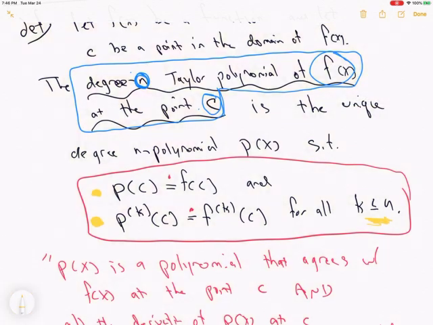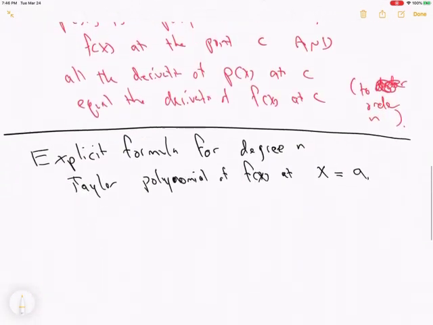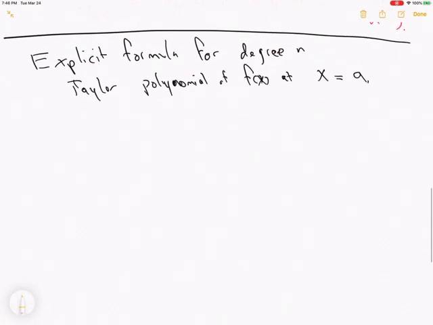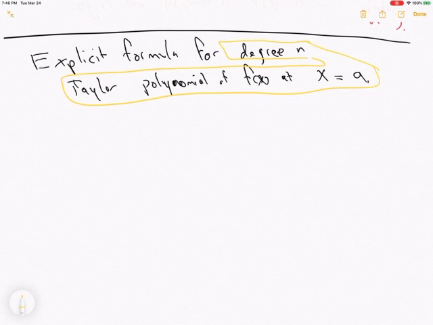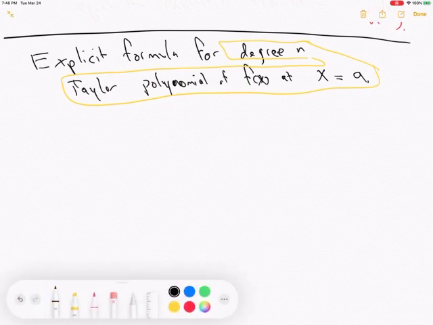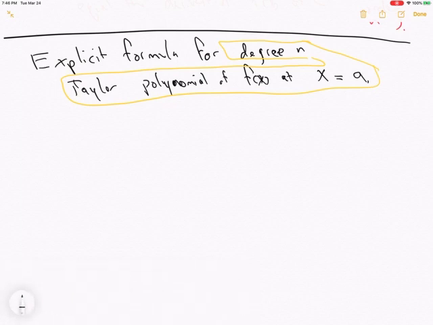Okay, so that's what the definition says, and now let's give an explicit formula for these Taylor polynomials of degree n at x equals c. So again, there's a lot of things. So this whole thing is the polynomial that we're talking about. So the degree n Taylor polynomial of a function at the point x equals a. And now I'm using a instead of c because I'll be writing lots of parentheses. So here's what the Taylor polynomial looks like.